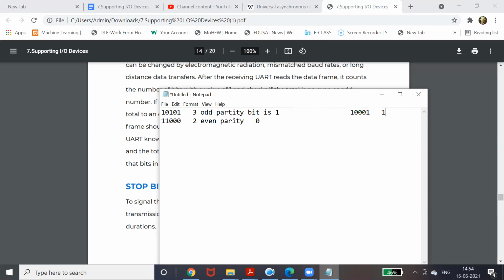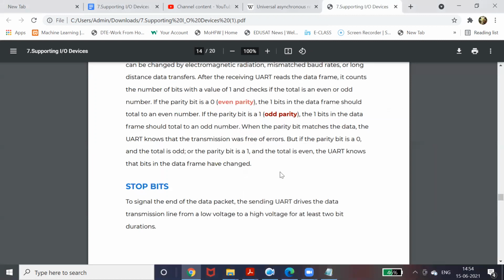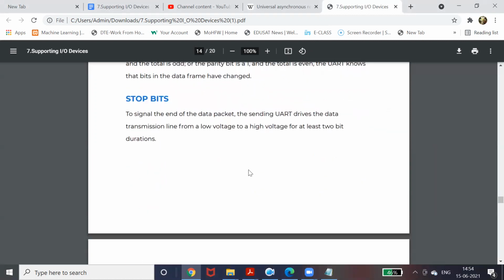The parity is one, which means something has been changed here, because one means it is odd. Odd means the total number of ones in that data packet should be 1, 3, 5, 7 and so on. So the parity is one, but the data packet has 2 ones, so it is a wrong one. In that way it is used to find the error. So this is about the parity for error checking.